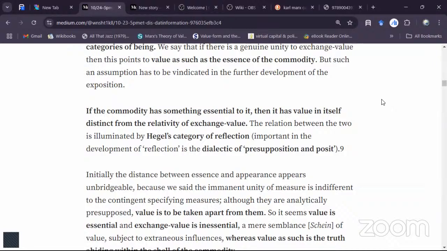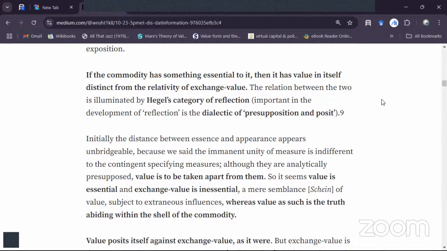Initially, the distance between essence and appearance appears unbridgeable, because we said the immanent unity of measure is indifferent. You see it two paragraphs above, we're looking for something more ideal; you can't see all the contingencies there. It is indifferent to the contingent specifying measures. So I don't know how it connects. Although they are analytically presupposed, that's that presupposition thing, value is to be taken apart from them. So now we have this new thing called value, in this particular restrictive sense. So it seems value is essential and exchange value is inessential. So there's this kind of separation.